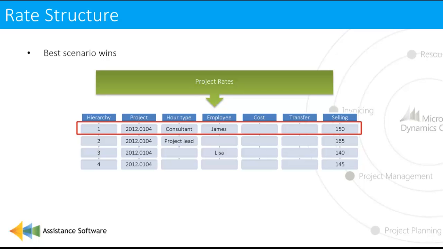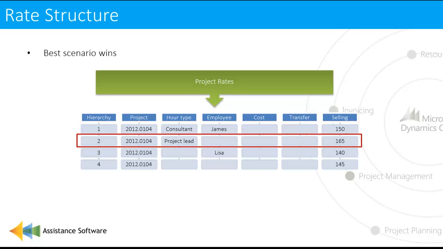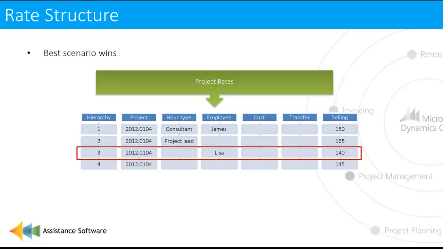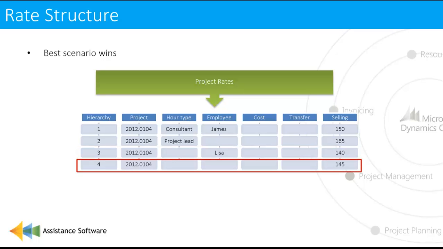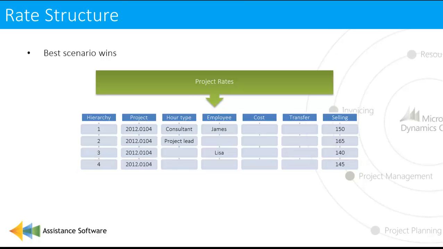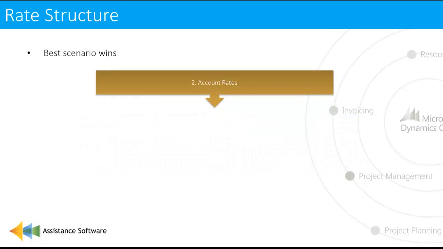If it can't find it, it will then go to the second best option, which is to find a project rate for the selected hour type. The third option will be to find a project rate for the selected employee. And the fourth option will be to find a project rate to apply systematically, whatever the hour type or employee. If no specific project rates can be found, the next best option for PSA will be to search for rates specific to the account of the project selected in the time entry.